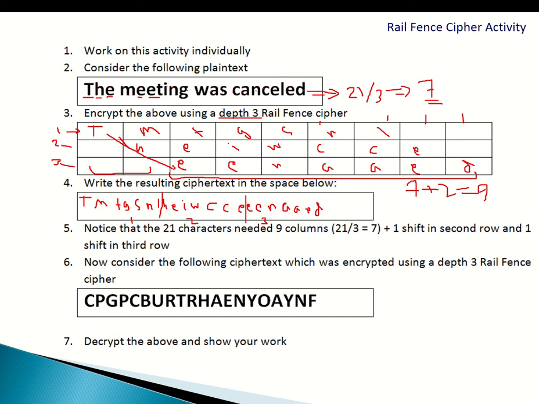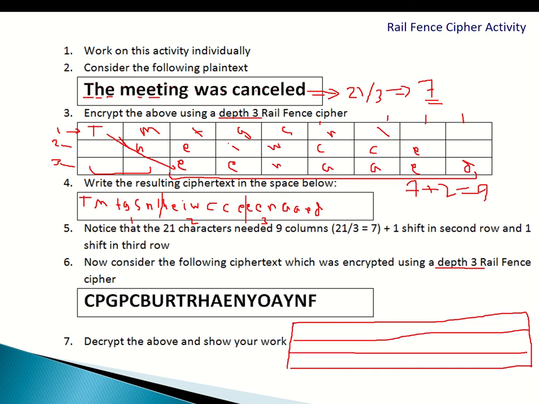Now, if you have this ciphertext, and it is encrypted using depth 3, that means we have 3 rows: first row, second row, and third row. How many columns do we have? Let's see: 1, 2, 3, up to 20. So we have 20 letters. 20 letters divided by 3 will come up to what?